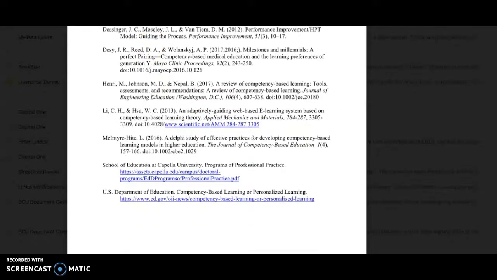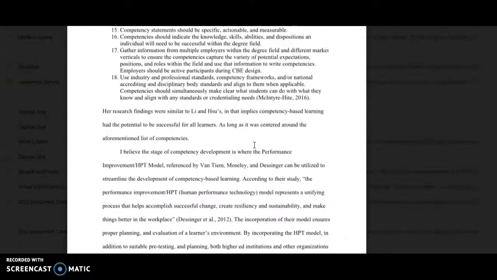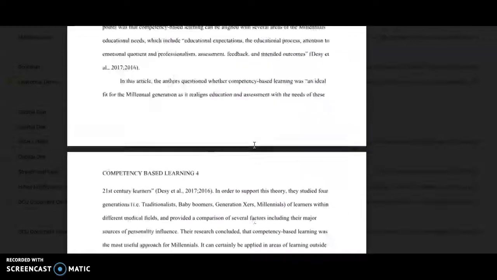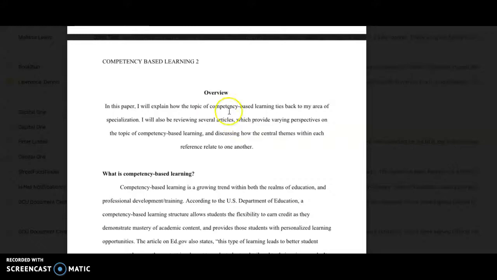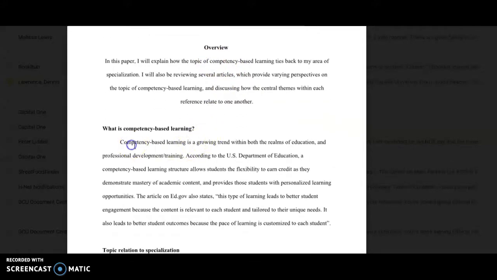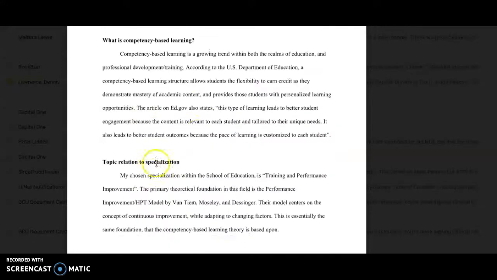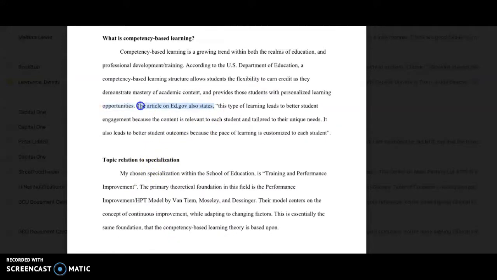The references, everything's good. So again, getting that APA and the format of the paper down is going to make a real difference down the road. So looking at the paper itself, competence-based learning, and you say competence-based learning, I think the first thing is right there. What is it? According to the U.S. Department of Education, and again, the in-text citation, and the article states this, and that's with the in-text citation.